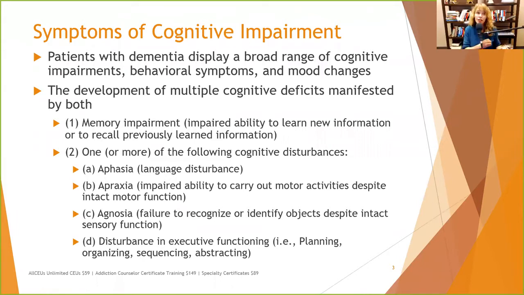Is the person under the influence? Is their blood sugar too low? If they have undiagnosed or uncontrolled diabetes, sometimes if their blood sugar gets really low, they may have some difficulty with cognitive impairment. So the development of multiple cognitive deficits needs to be evaluated by memory impairment, so impaired ability to learn new information or recall previously learned information.